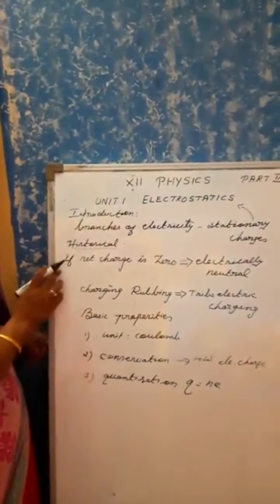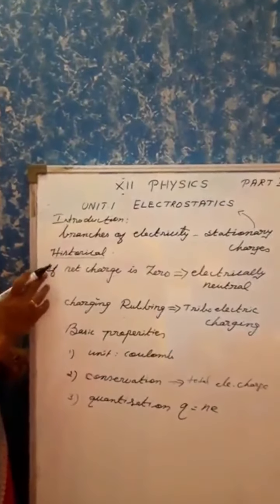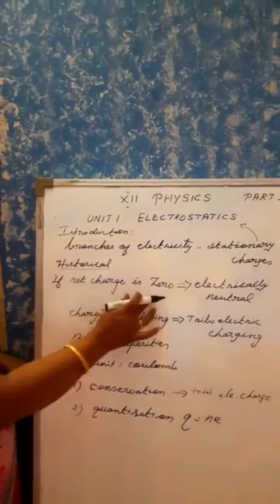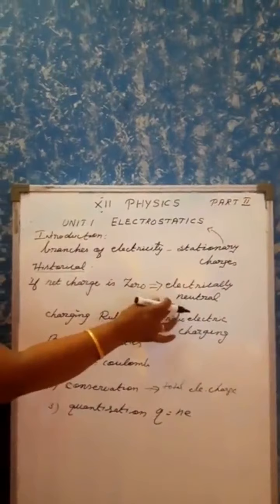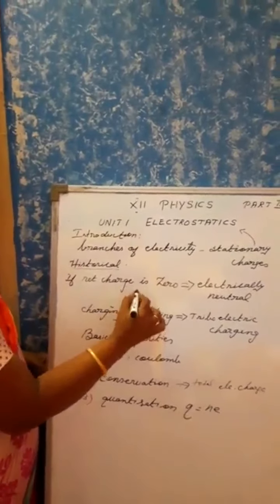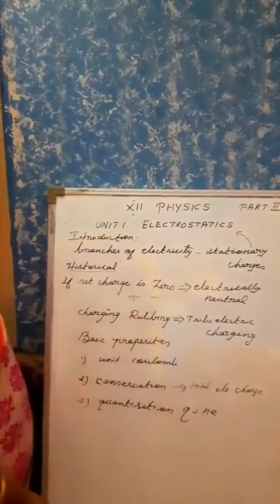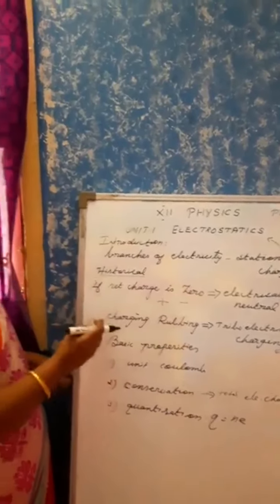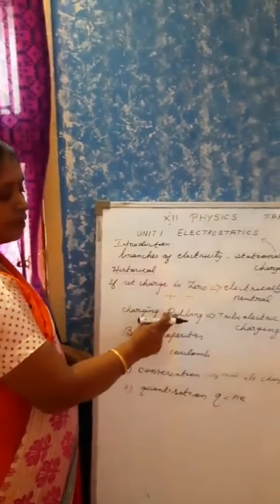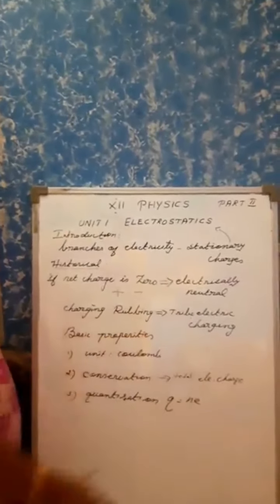In this historical background of electric charges, the main point is that if the net charge in an object is zero, it is said to be electrically neutral. And there are two charges, one is positive charge and the other is negative charge. And finally, we got the solution, that is, charging objects through rubbing is called triboelectric charging.